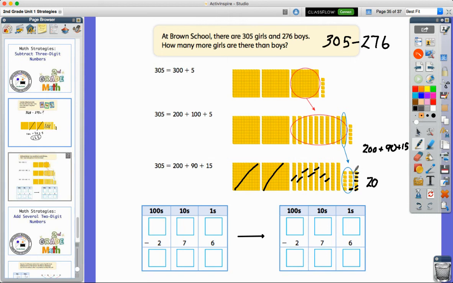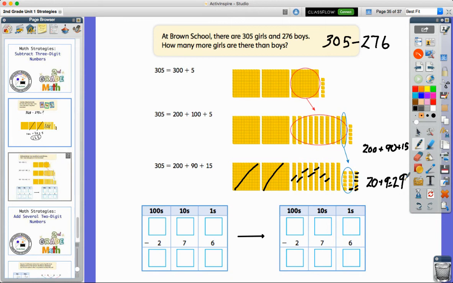And let's count how many ones we had. That was a group of 10, but we took one of them away. So now it's only 9. So the answer to our problem is that there are 29 more girls than there are boys.